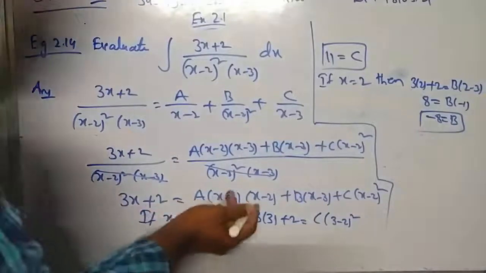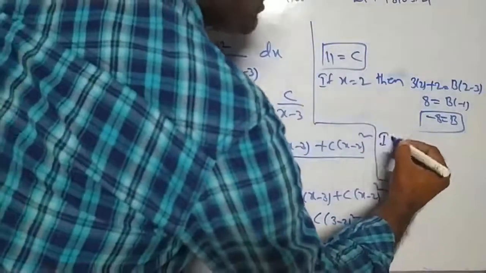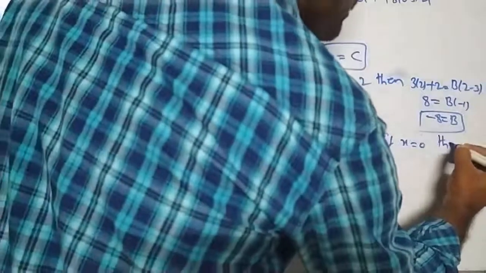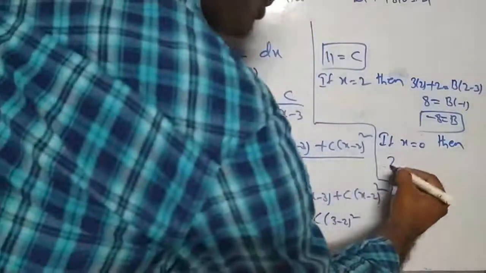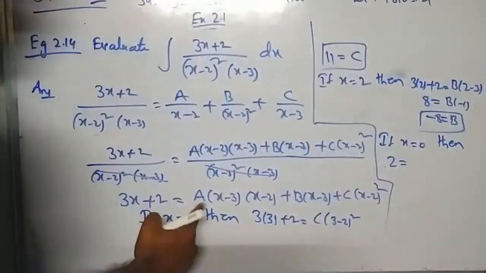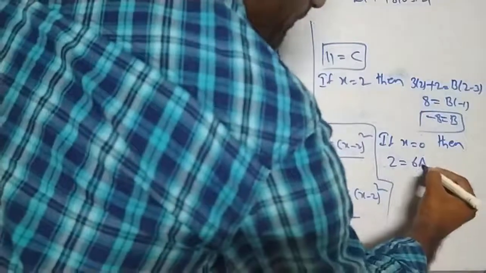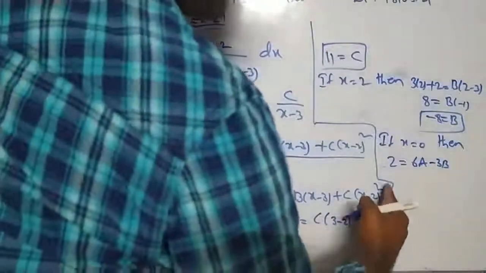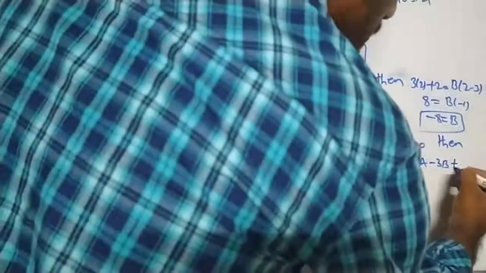Now there is a, why? Because there I have substituted 3, here I have substituted 2. So last case we will substitute x is 0. What will happen? If x is 0, then 3 into 0 is 0. So 2 is equals to minus 3 into minus 2 means plus 6a, minus 3b. So 0 minus 2 is minus 2, square is 4, plus 4c.